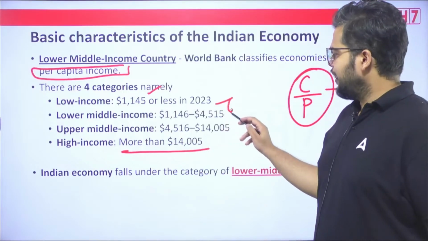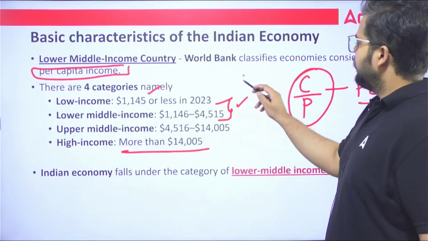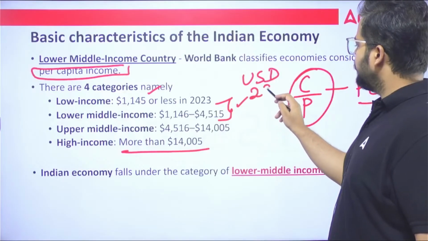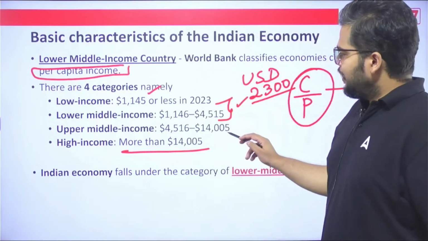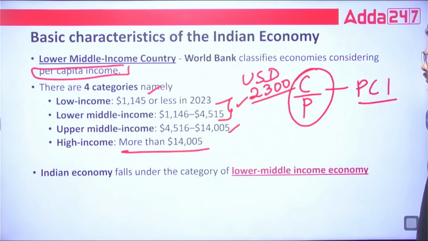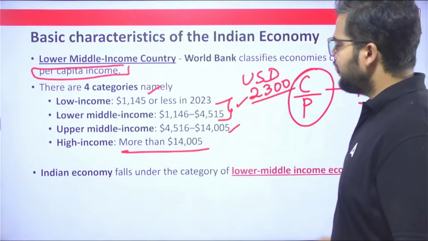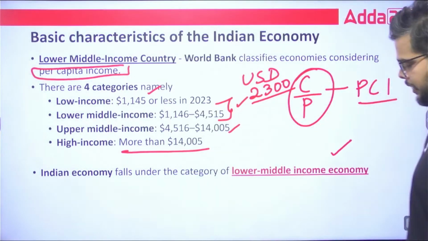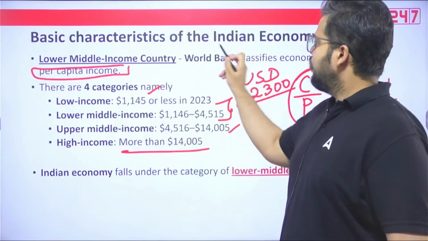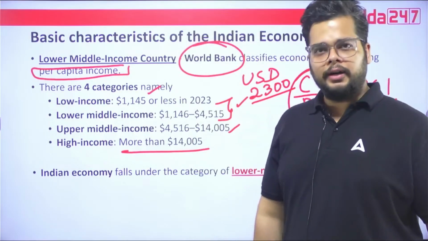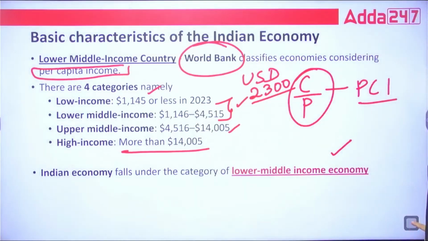India falls somewhere here between 1146 to 4515 US dollars, because the per capita income of our country hovers around 2300 USD. Fine. For upper middle income country, the range is 4516 USD till 14,005 US dollars. Indian economy falls under the category of lower middle income economy. This particular data is highly important. Two types of questions can be asked. One, who publishes this particular categorization? World Bank. And what all numbers are there, and where does India fall in these numbers?